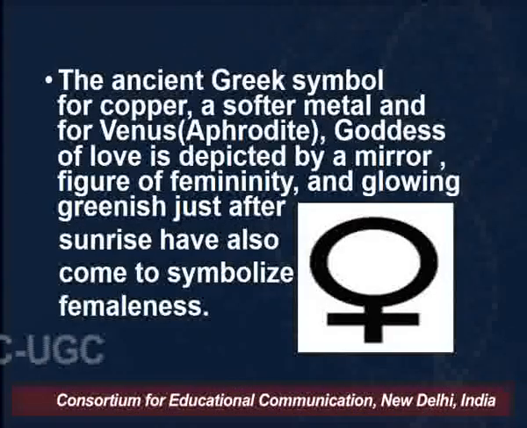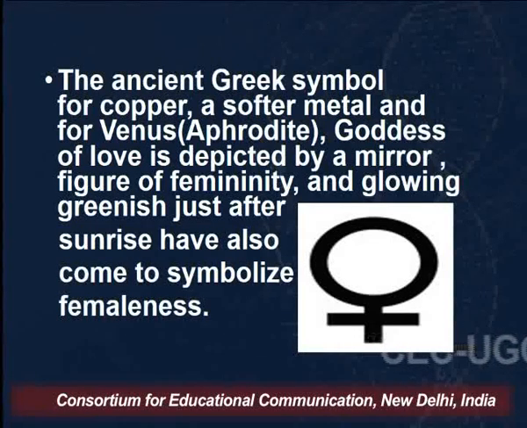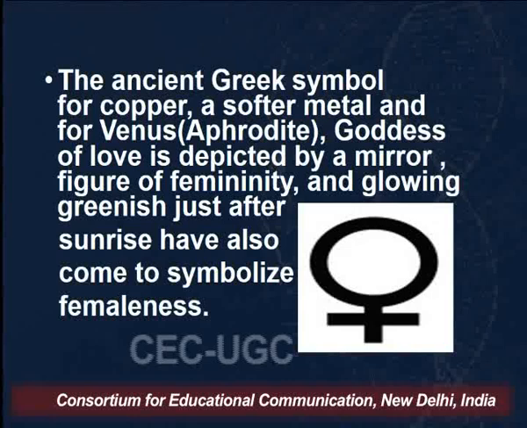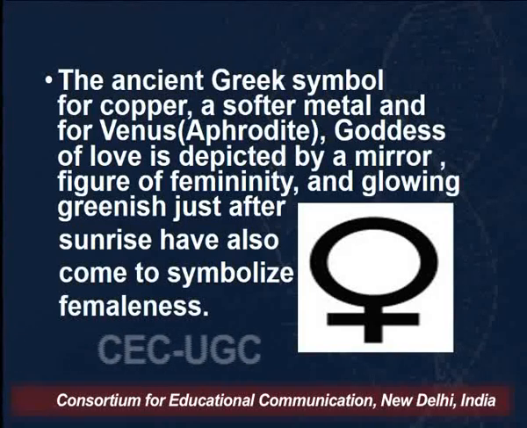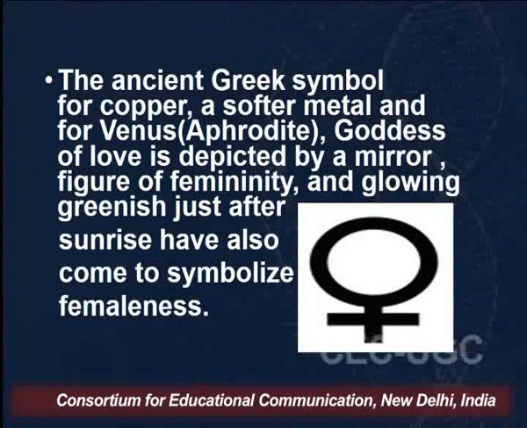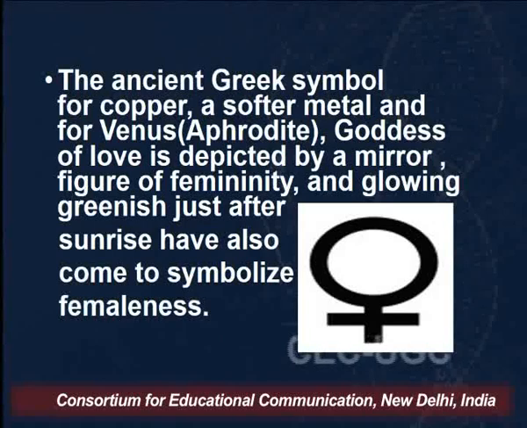On the other hand, the ancient Greek symbol for femaleness, as you can see on your screens, has been derived from softer metal, that is copper, and it was believed that it is a symbol for Venus, that is for Aphrodite, who is the goddess of love, and it is depicted by a mirror, because a mirror is considered to be a figure of femininity, and the Venus glows greenish just after sunrise, and this has come to symbolize the femaleness. So wherever we are using these two symbols, they have been derived from the Greek terminology.